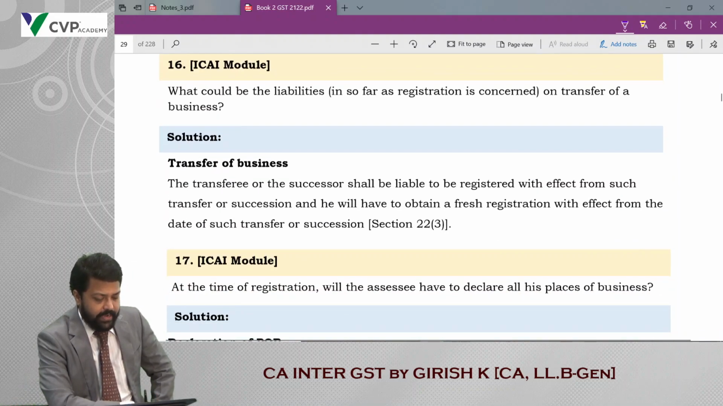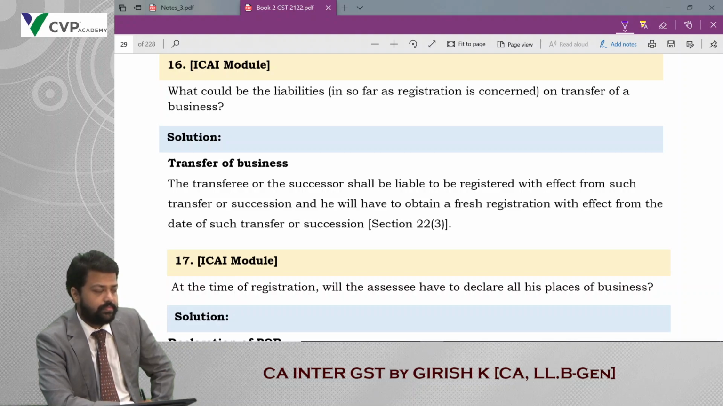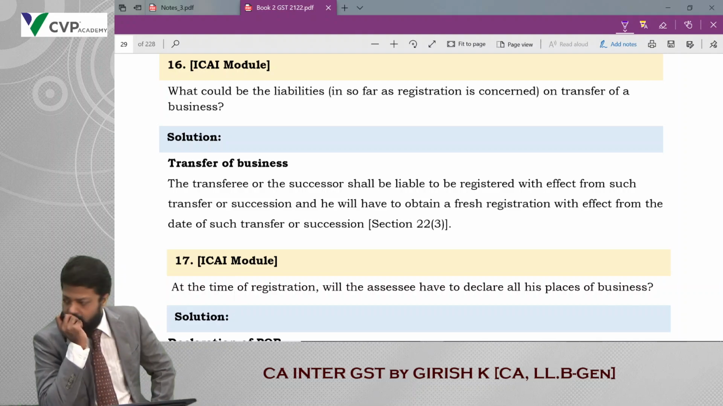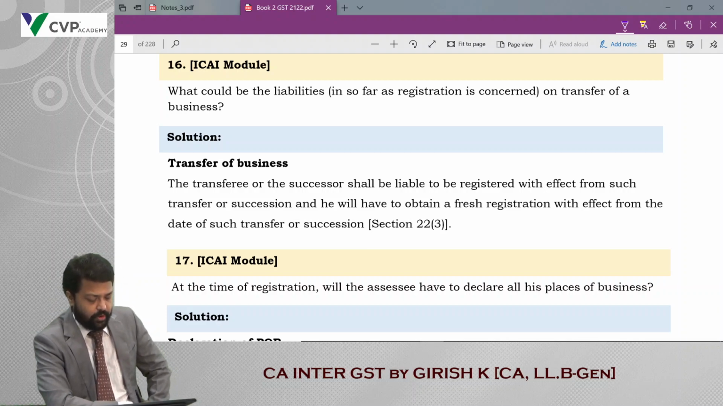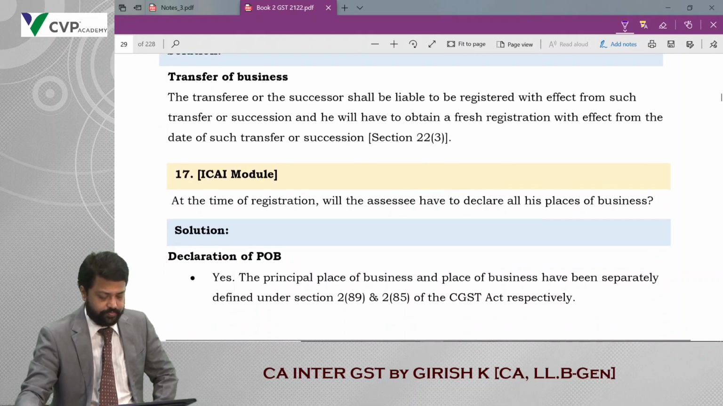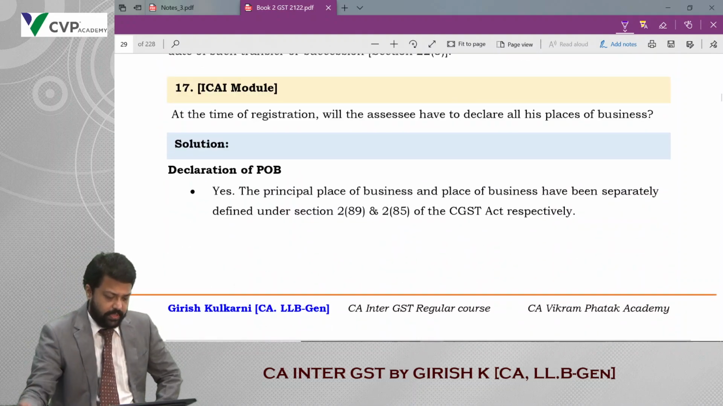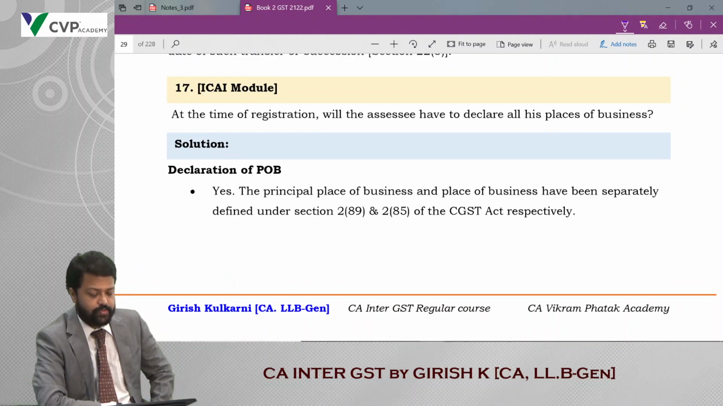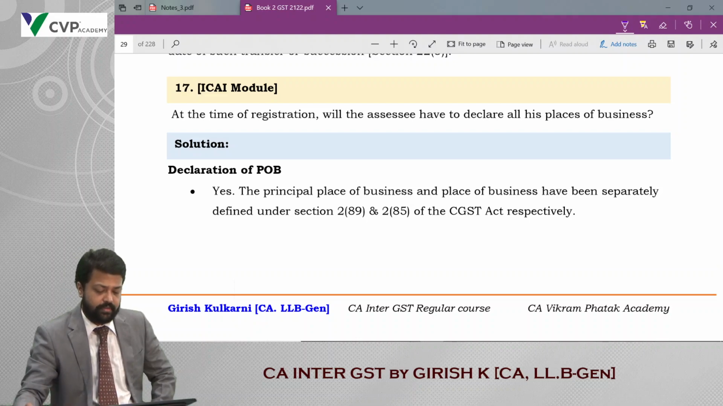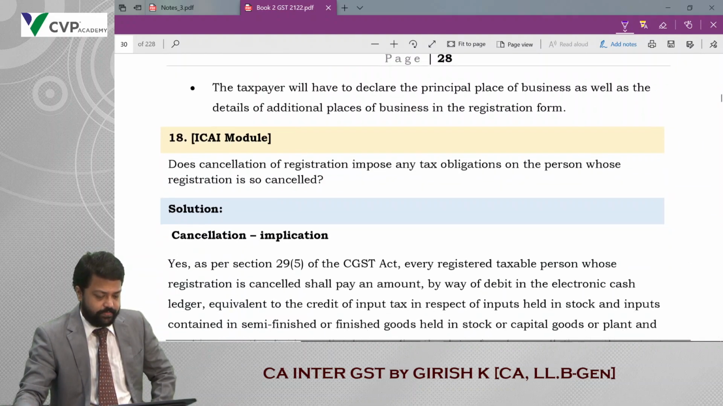What could be the liabilities insofar as registration is concerned on transfer of a business? Paying of the previous liabilities or anything pending. The transferee or the successor shall be liable to be registered with effect from such transfer or succession, and he will have to obtain a fresh registration with effect from the date of such transfer or succession. Should we stop? Yes. Last two questions. At the time of registration, will the assessee have to declare all his places of business? Yes, of course. All the material facts he has to mention.